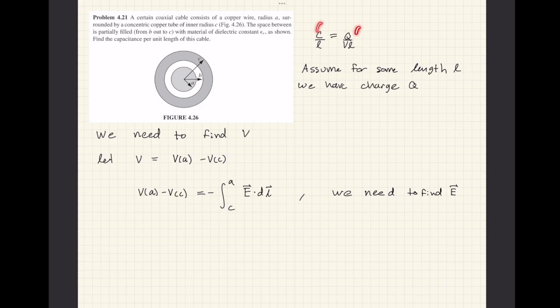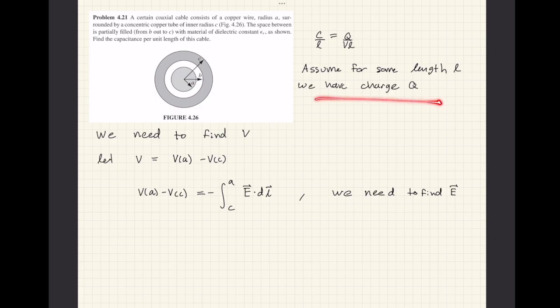Regular capacitance is C equals Q over V, and so capacitance per unit length is C over L, and we multiply both sides by 1 over L. We will assume for some length L we have some charge Q, and that's okay because for a capacitor, the capacitance is a property that only depends on the geometry of our capacitor. So the charge should drop out of our final answer.